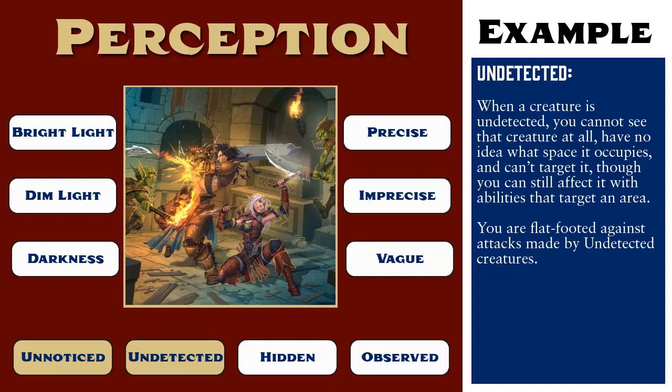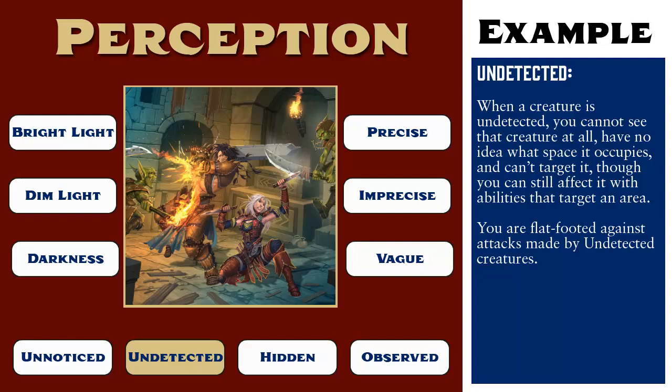Maybe you were chasing it and it ran into this room. You followed it in, so you know it's hiding somewhere in this room, but you don't know exactly where. In this case, the goblin would be undetected, but it would not be unnoticed, because unnoticed applies only when you have no clue that that creature is anywhere nearby.